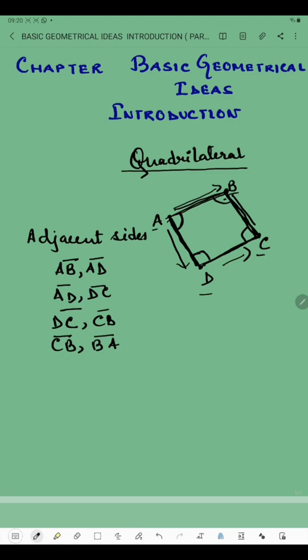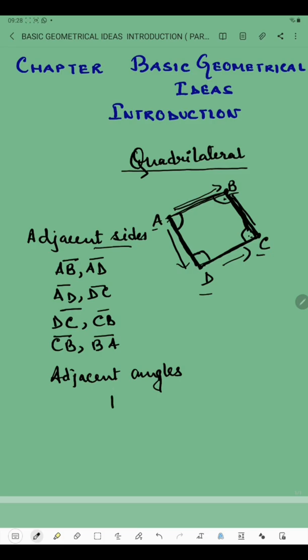Now what are adjacent angles? Now see, adjacent sides means the sides which share the common vertex, right? But adjacent angles means angles which share the common side. Okay. So here, angle A and angle B are adjacent angles. Again angle B and angle C are adjacent. Why? Because these two angles share the common side BC. Again C and D are also adjacent angles because C and D share the common side, and D and A again share the common side. So these two are also adjacent angles.